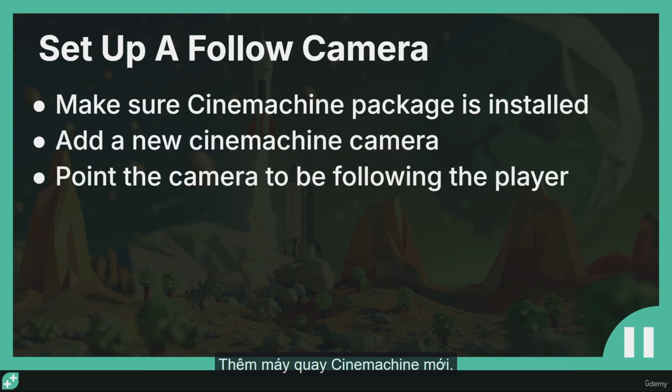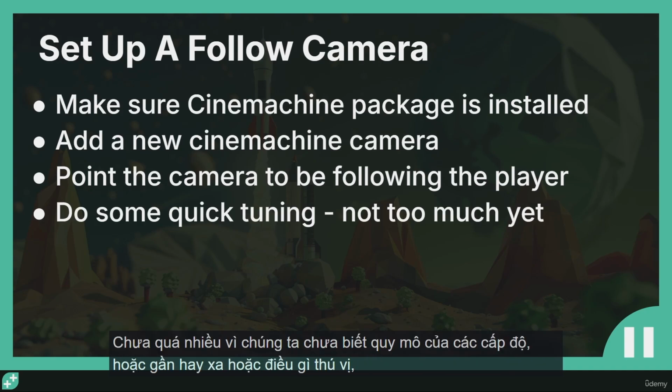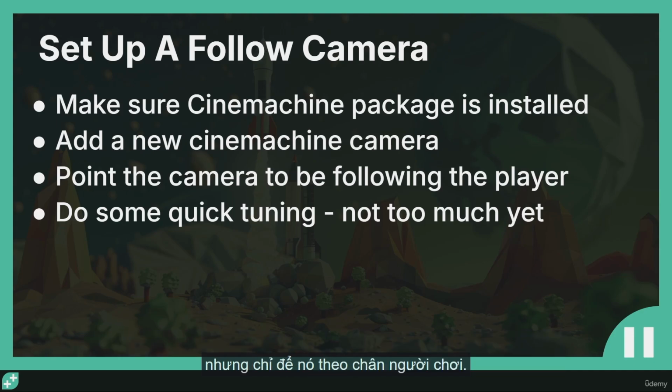Add a new Cinemachine camera, point the camera to be following the player, and do some quick tuning, not too much yet because we don't know the size of our levels or how close or how far or what's fun, but just so it follows the player around. So there's your challenge. Pause the video, take that on. If you're like, I don't know how to do that, Rick, not a problem. I'll go through that when you come back from giving it a shot. See you soon.